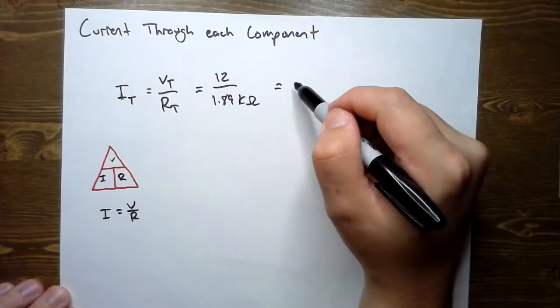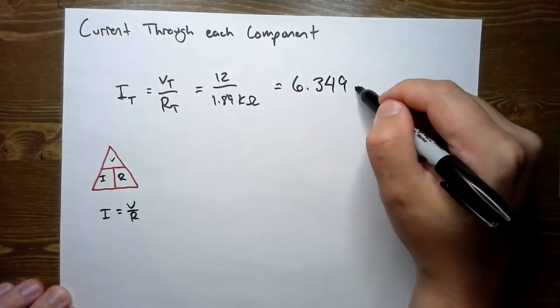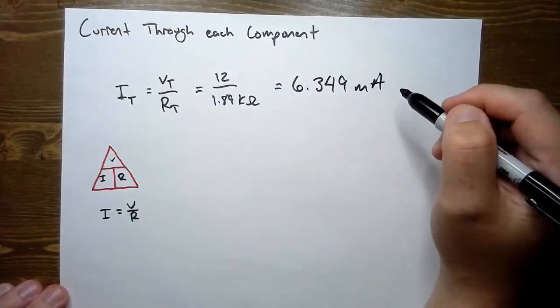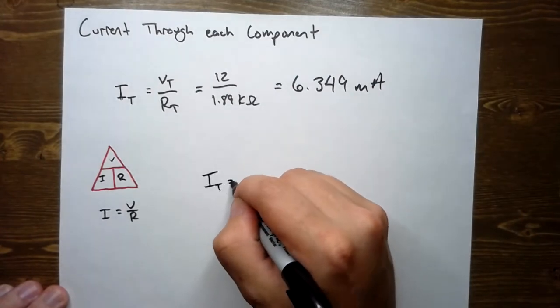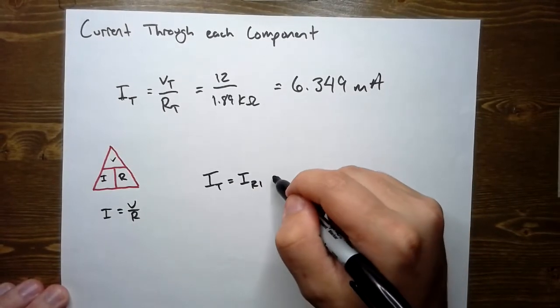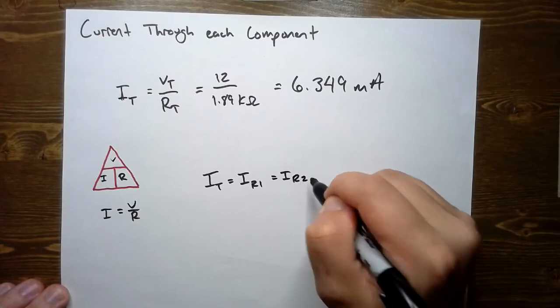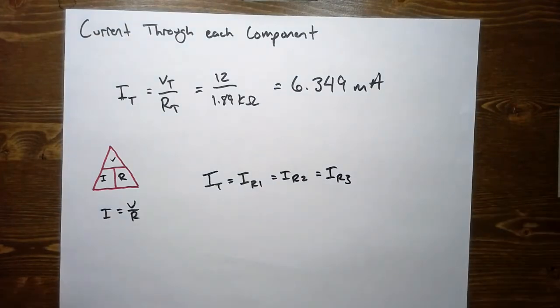If you do that math, you get 6.349 milliamps. And we know that since this is a series circuit, our IT is equal to our current through resistor 1, which is equal to our current through resistor 2, and our current through resistor 3 is also equal. So since this is a series circuit, the current through each component is equal to the total current through the circuit. All right, so that's the next step.